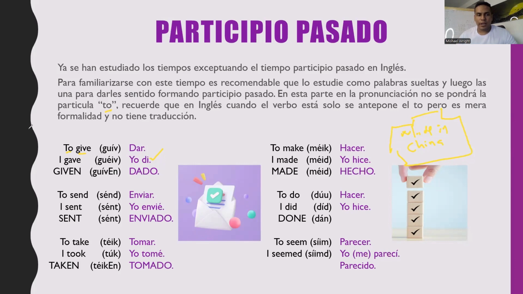So we have to do, right? To do is for activities. So remember that: I did in past, and done, past participle. Seem, parecer: I seemed, me parecí, and seemed, parecido.